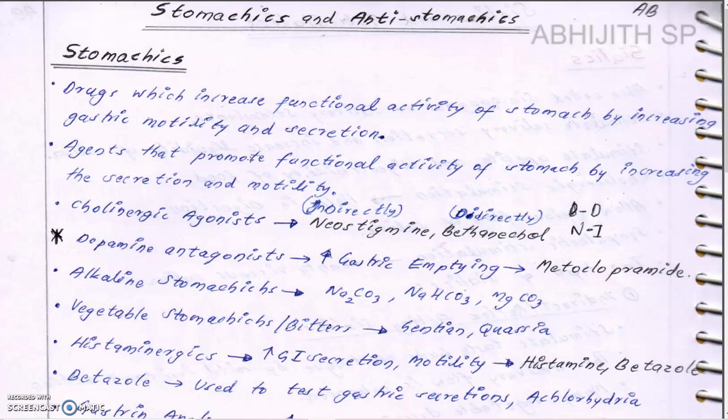The main drug is metoclopramide, which is a centrally acting drug, which can easily be remembered because metoclopramide has a C, so it's centrally acting. And domperidone can also be used; domperidone has a P, so peripheral action. Now alkaline stomachics, that is Na2CO3, NaHCO3, and MgCO3. They neutralize hyperacidity and can increase the motility and secretion of the stomach.